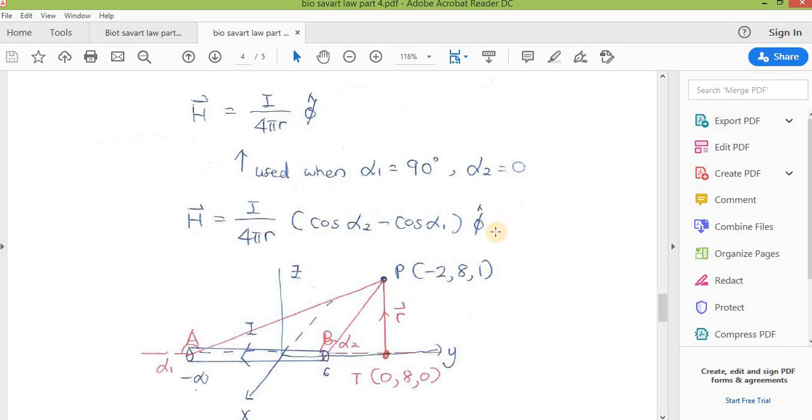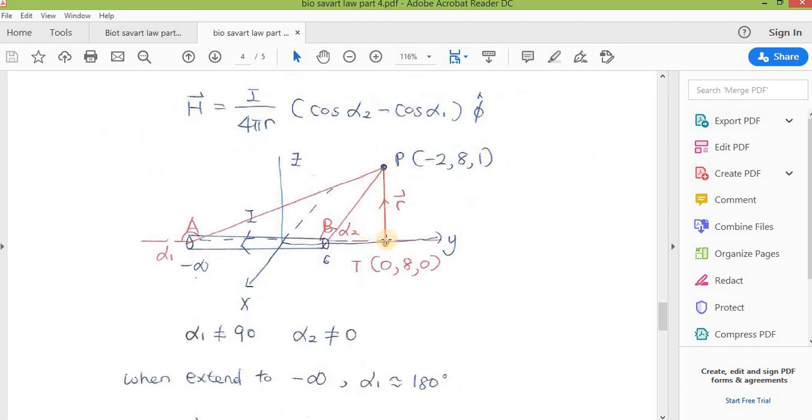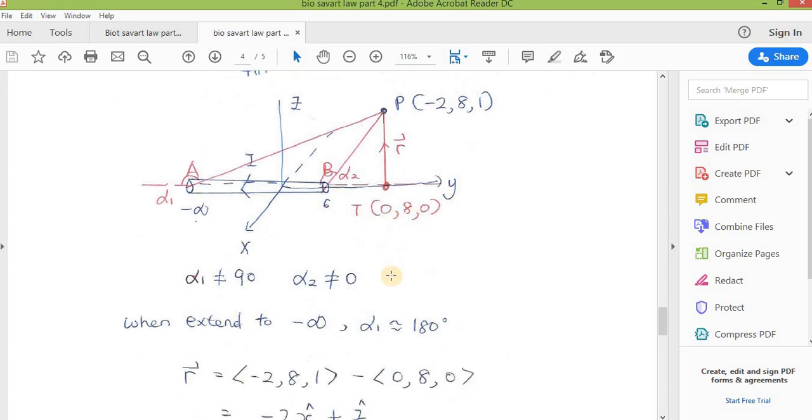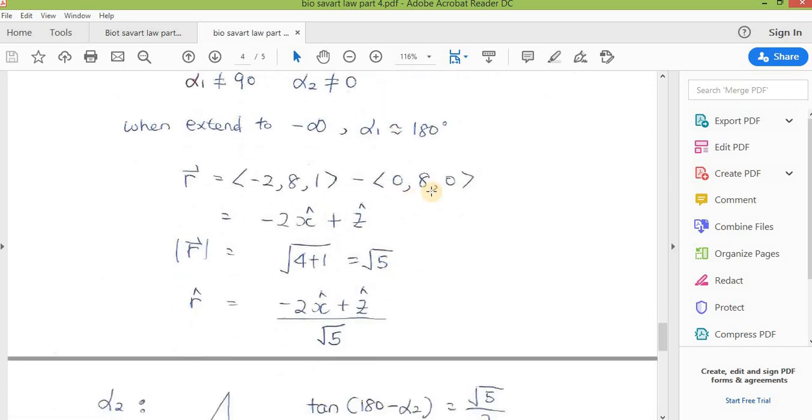So we continue the steps as usual. Find the point T. Point T is situated along the axis of the current filament, so x is 0 and z is also 0. For the y coordinate, you follow the y coordinate of the observation point, which is 8. This will be your T point. Using this point T, you can find vector r, its magnitude, and the unit vector r. This is the usual step, and you must be familiar with all these steps.